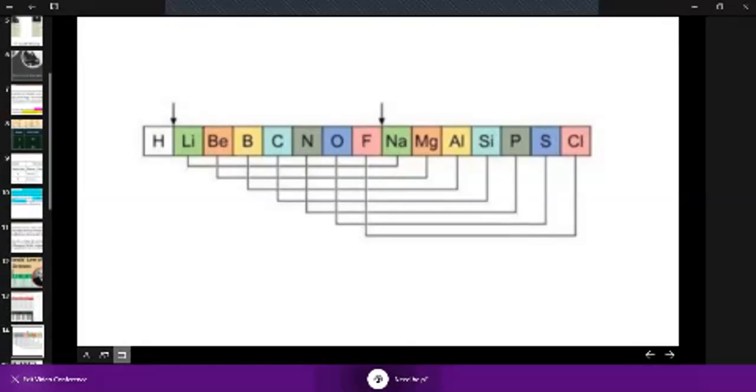Let's check on boron. So from boron, this is 1, 2, 3, 4, 5, 6, 7, 8. So boron and aluminium in the same group. Wow. Then we have carbon. Let's check carbon. Carbon, 1, 2, 3, 4, 5, 6, 7, 8, with silicon.